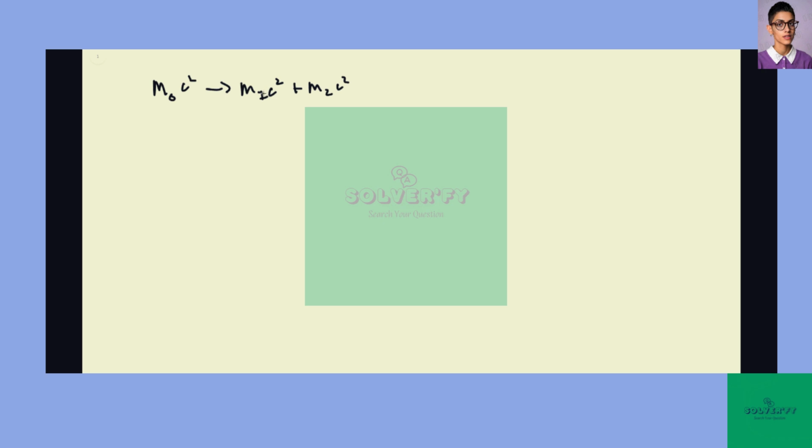We want to show that the kinetic energy of particle 1, K1, is equal to 1 over 2mc squared times (mc squared squared minus (m1 c squared) squared minus (m2 c squared) squared).